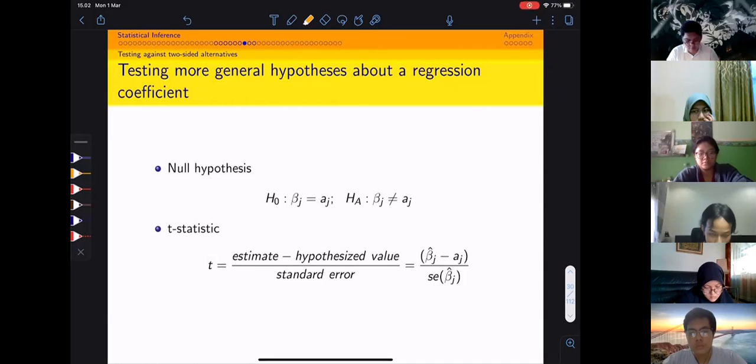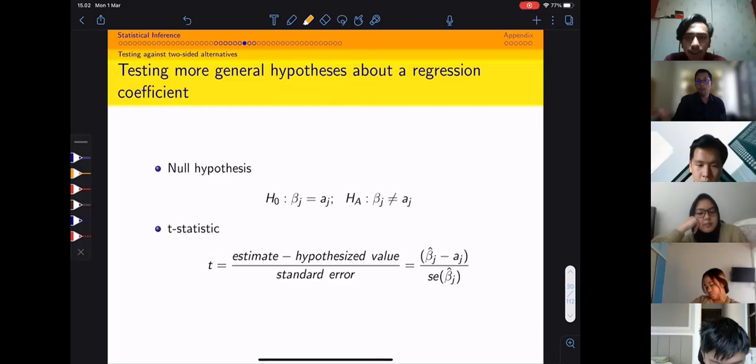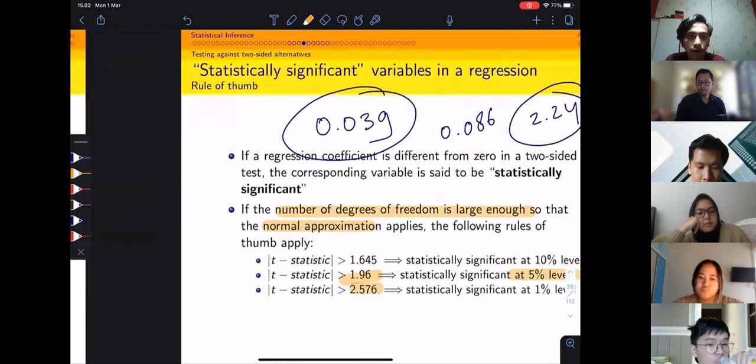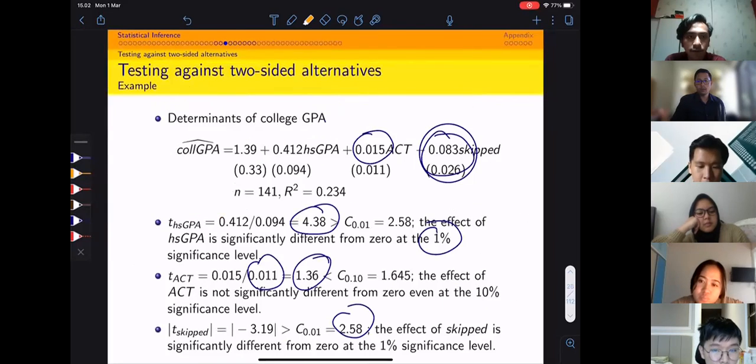Sir, can I ask? Yes. So in the previous example, it is stated that for different variables we use different significance levels. How do we determine for each variable to use a certain significance level? For example, for GPA we use the 1% significance level, for ACT we use the 10% significance level, and for skip we use the 1% significance level. So how do we determine for each variable to use a certain significance level?